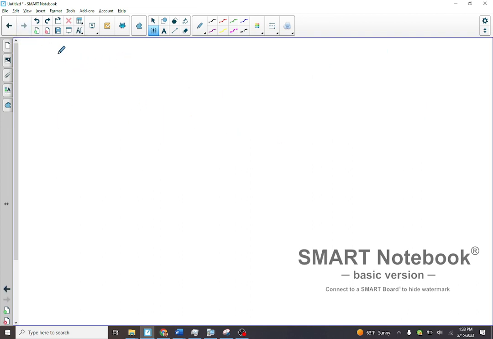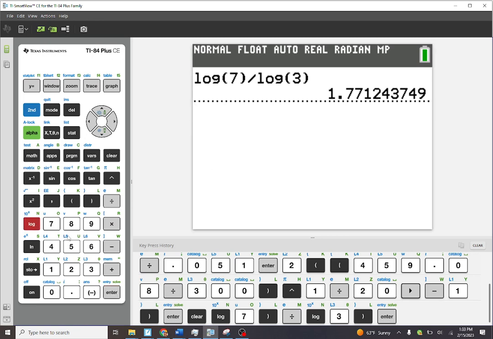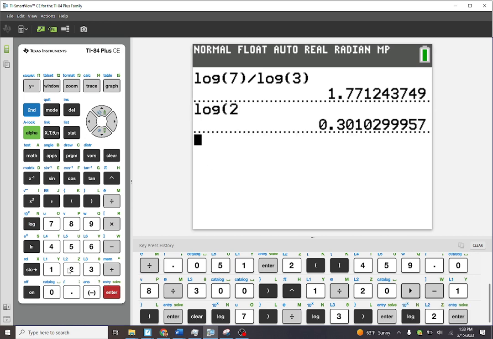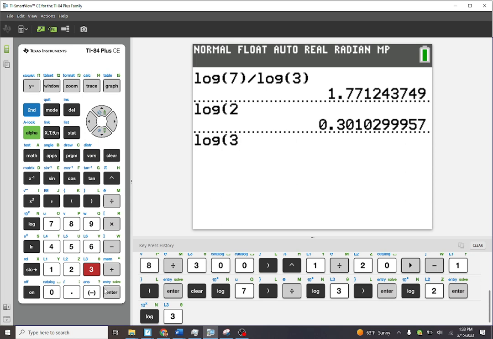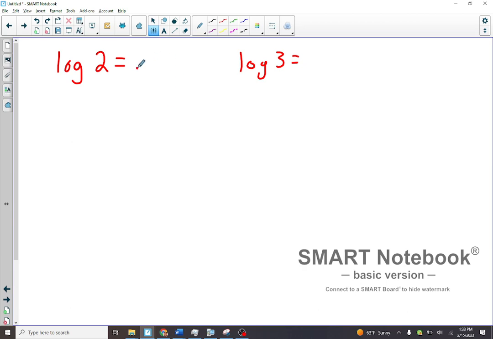There'll be a section where we do two parts to it. Let's say log 2 equals and log 3 equals. Let me just check on the calculator what these are. Log 2 equals this, log 3 equals that. Log 2 is 0.301, and log 3 is 0.477.